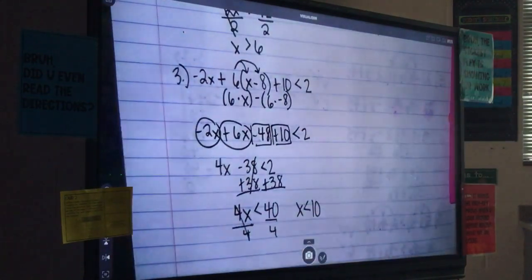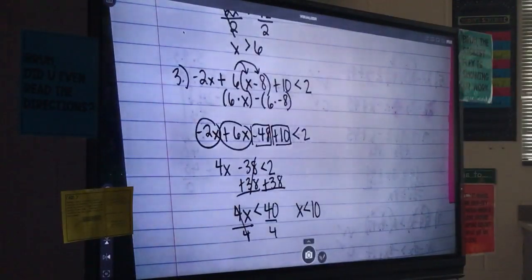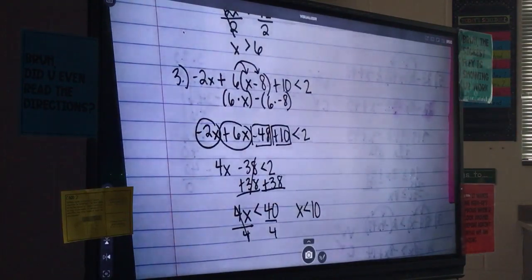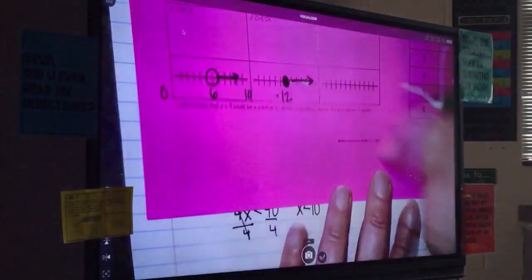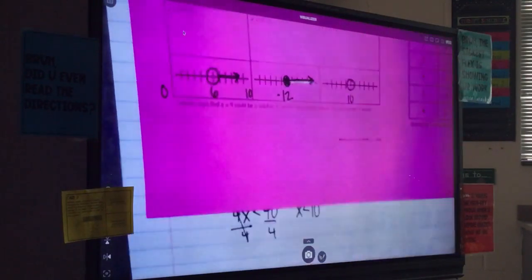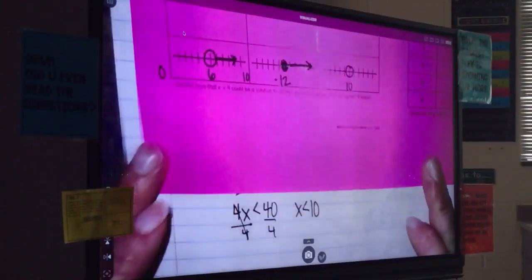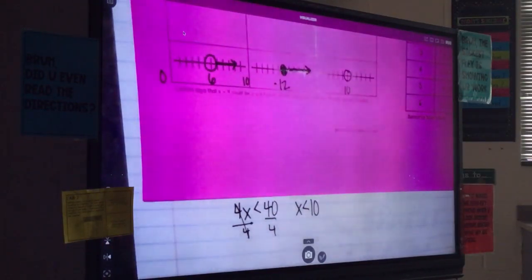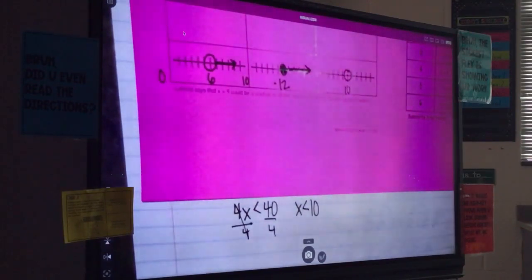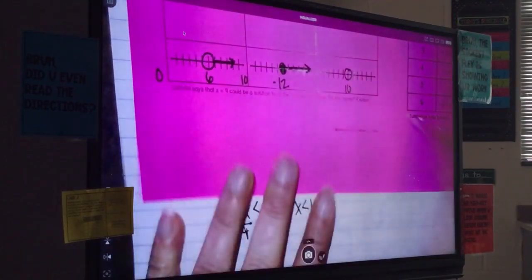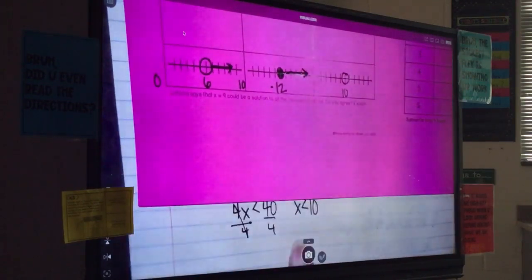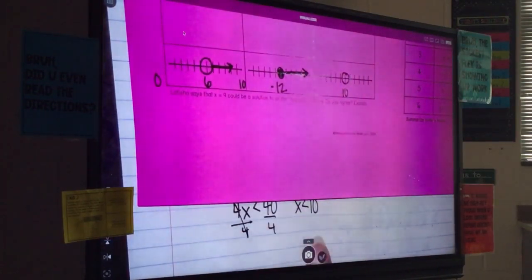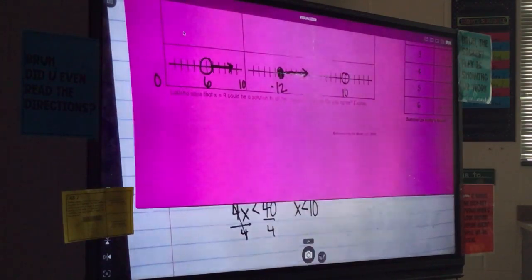Okay. All right. How do I graph this one? Tell me how I graph it. All right, Raiden? We have to have an open circle because it's not equal to. Okay, and then which direction am I going? Because that's the hard part. To the right? So you're saying I'm going this way? So x is less than 10. Going to the left.